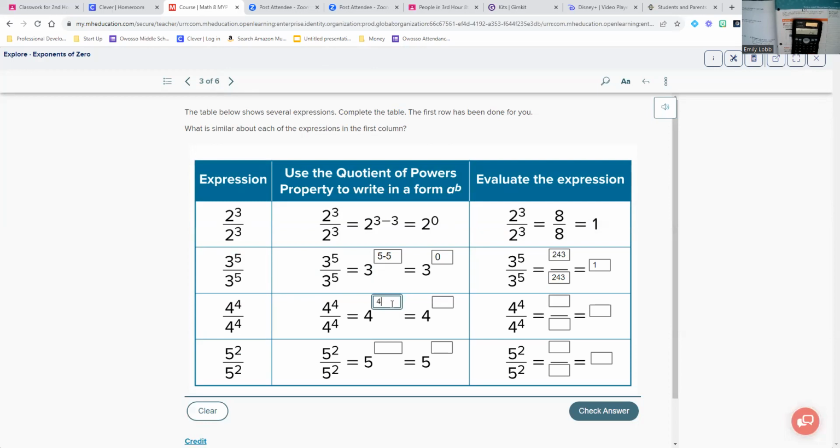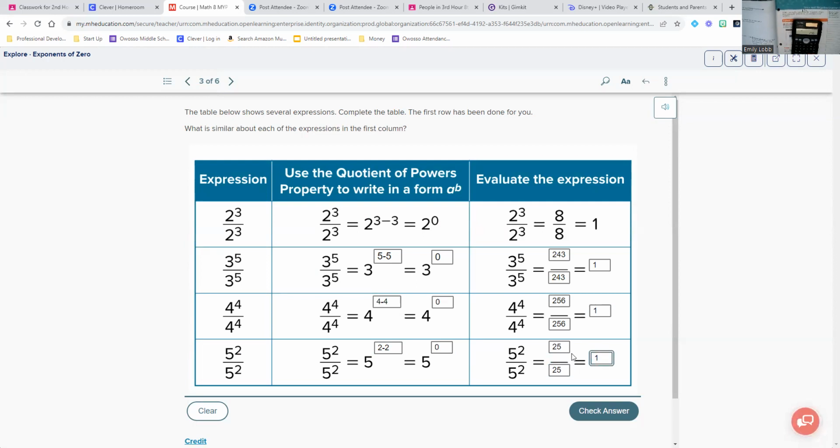4 minus 4 is 0. 4 to the 4th, we should know this one maybe. No, we shouldn't. 4 to the 4th is 256. 256 divided by 256 is what? 1. Very good. And then this is the 5 to the 2 minus 2, which is 5 to the 0 power. So 5 squared we know is 25. 25 divided by 25 is 1.